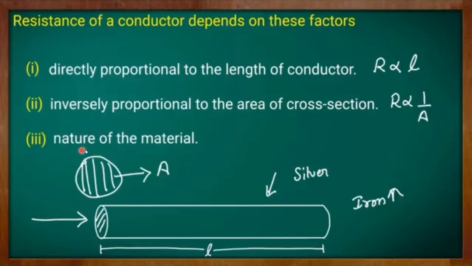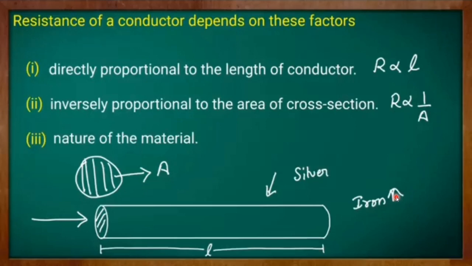Understood? Then the third point is nature of the material. Not only the length and the area of cross section, the third factor is also important. What is it? Nature of the material. According to the nature of the material, the resistance of a conductor varies. For example, if I take silver, then silver has less resistance to the flow of current, whereas iron will have more resistance for the flow of current.